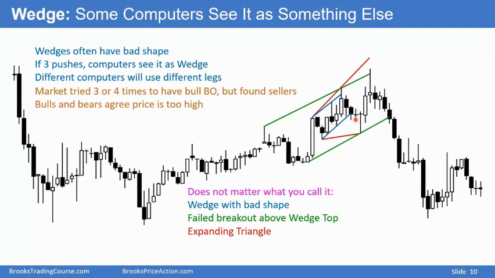Again, you can call it a wedge with a bad shape. You can call it an expanding triangle, a failed breakout above a wedge top, wedge 1, 2, 3. It doesn't matter. The market's repeatedly trying to go up and failing. You have to be thinking it may try to go the opposite direction, so traders will be looking to sell a reversal down, either below that reversal bar, bull body, or higher probability below this bear bar closing near its low.